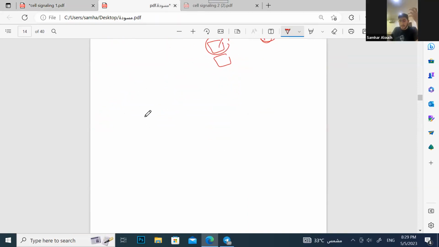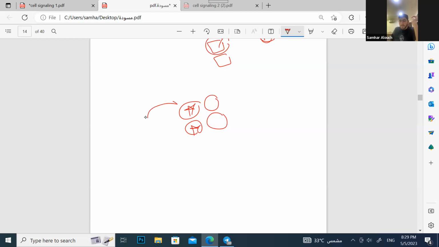PKA, when it's inactive, is made of 4 subunits. Let's say this is the first subunit, this is the second, this is the third, and this is the fourth subunit. The 2 subunits that are like a star are inhibitory, and the 2 that are circles are activatory. The activatory is bound to the inhibitory, so they are inhibited.